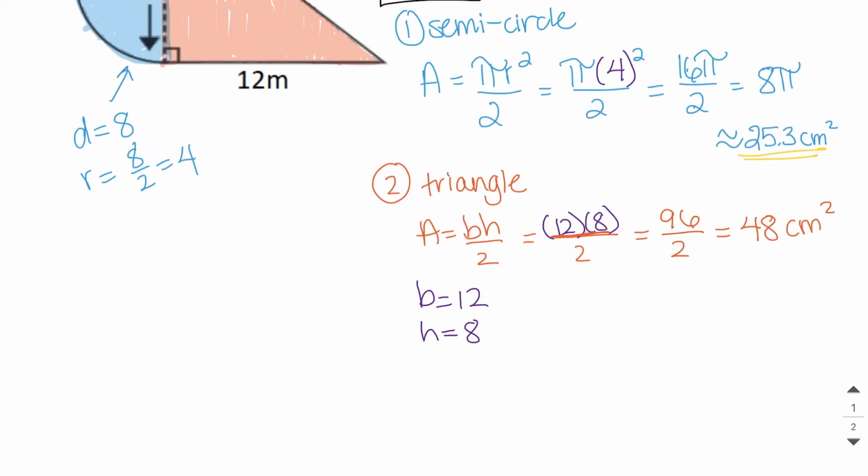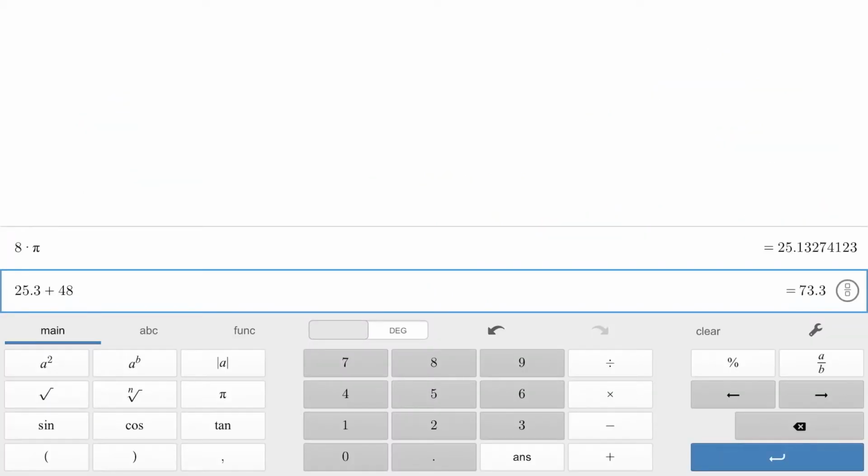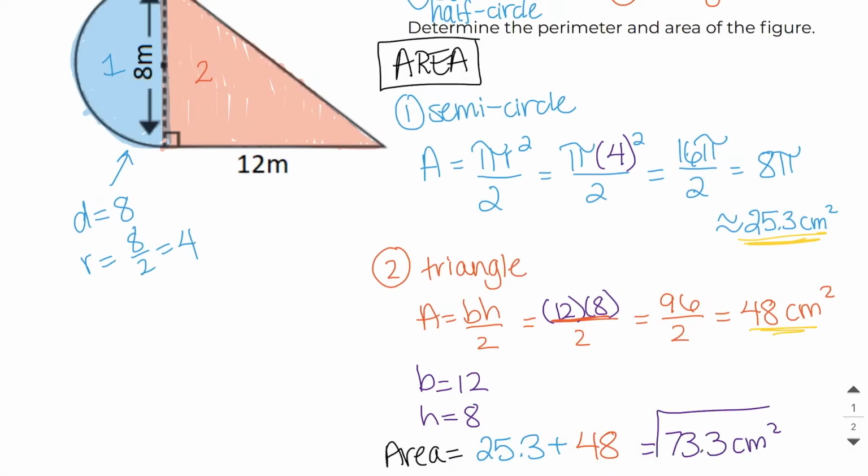To find the total area, it's going to be equal to the area of the semicircle, which is 25.3, plus the area of the triangle, which is 48. When I add those two together, my final answer here would be 73.3. And that's how you find the area. Now let's go ahead and talk about how to find the perimeter.